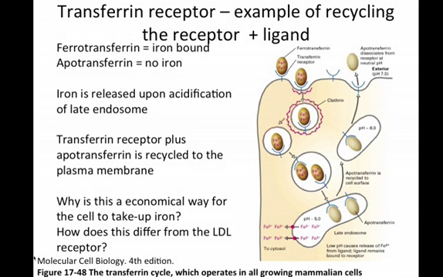So here you're seeing ferrotransferrin. This is iron-bound transferrin bound to the receptor, and then you get endocytosis, and the clathrin-coated vesicle becomes an endosome, then a late endosome, and as the pH goes down, you get dissociation of the iron from the transferrin, but the transferrin is still staying bound to the receptor. And then the apotransferrin, now free of iron, goes back up with the receptor, and then apotransferrin dissociates at a pH of 7 and goes off and finds more iron to bring back.